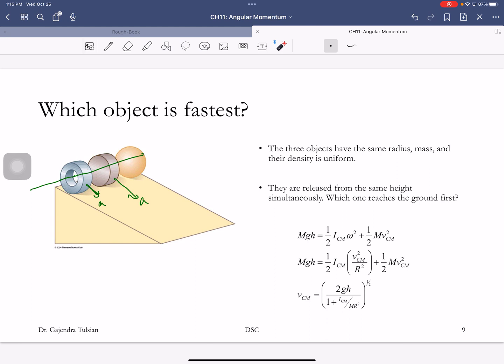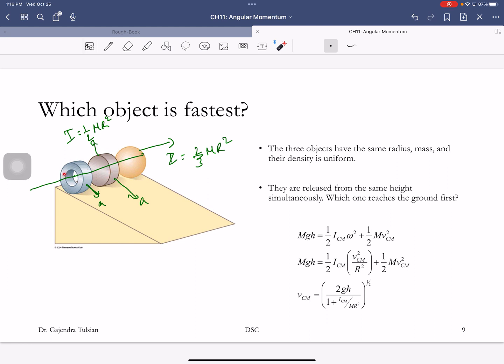The moment of inertia of this one is 1/2 mr squared. You can look this up in tables. The moment of inertia of this wheel is 2/3 mr squared. So the moment of inertia of this one is greater than that one, so he will be slower than him. And you saw that this one is slower than him, so this one is first.